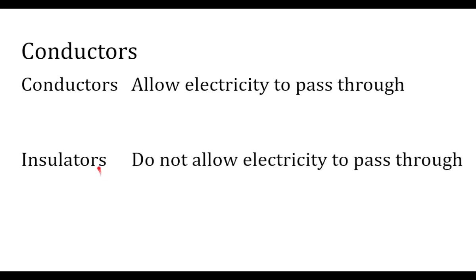Yeah, it's something that does not allow electricity to pass through it. We also use both of these words to talk about heat. So a heat conductor is something that allows heat to pass through it. An insulator is something that doesn't allow heat to pass through it.